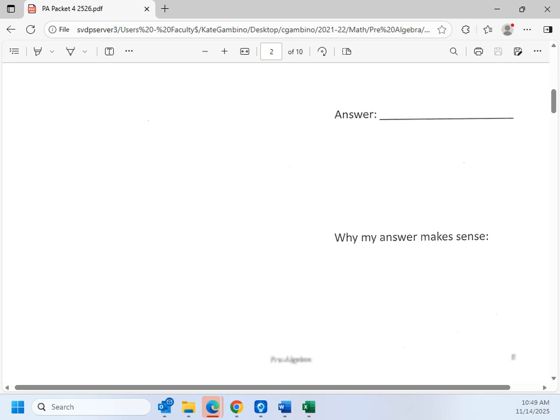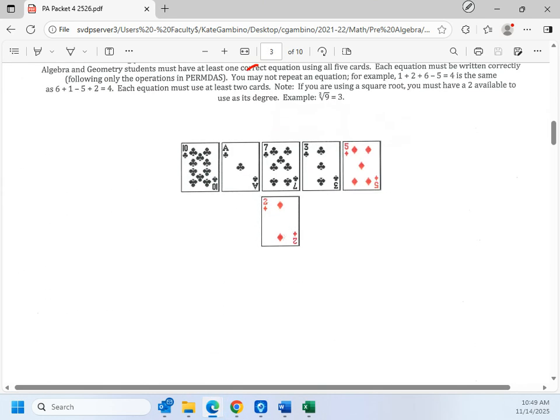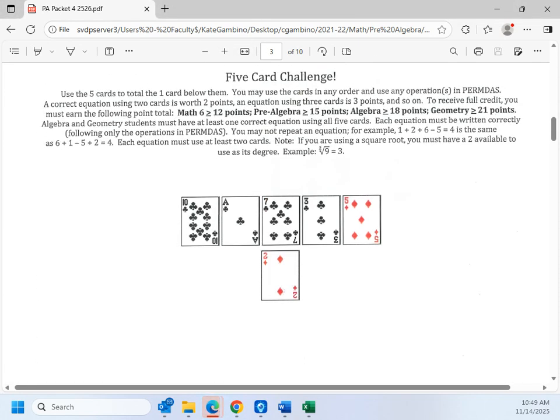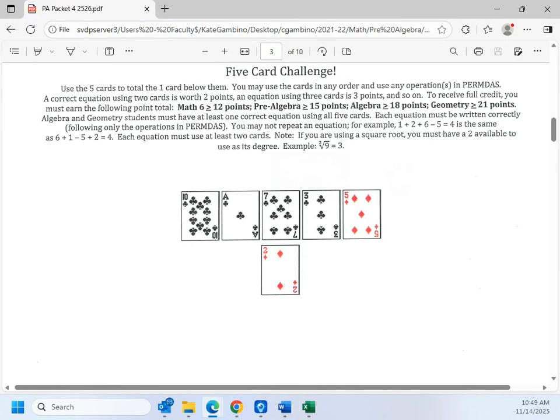Our next page is our 5-card challenge. Remembering our rules with that 5-card challenge. You have to follow the rules of PEMDAS, right? If you want to add before you multiply, you need parentheses. If you want to do exponents, you can do exponents, okay? Can we do a square root? No, because we don't have the 2 up in this listing. To do a square root, you have to have the 2, okay?